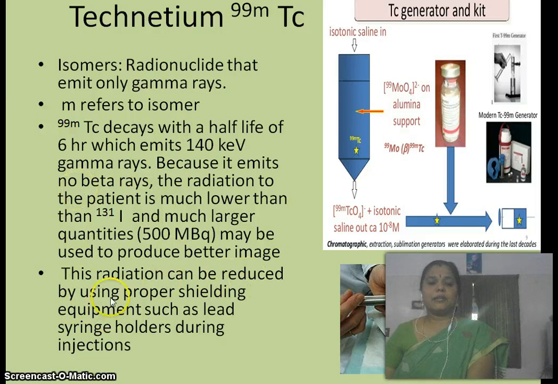This radiation can be reduced by using proper shielding equipment such as lead syringe holders during injections. Here you can see an injection with the lead holder which is handled by the physician. And here is a technetium generator and the kit. This is actually the radionuclide which is always placed inside the alumina container. This is the Tc-99m generator, and this is the modern kit. Nowadays nuclear reactors are supplied with these Tc-99m generator kits.